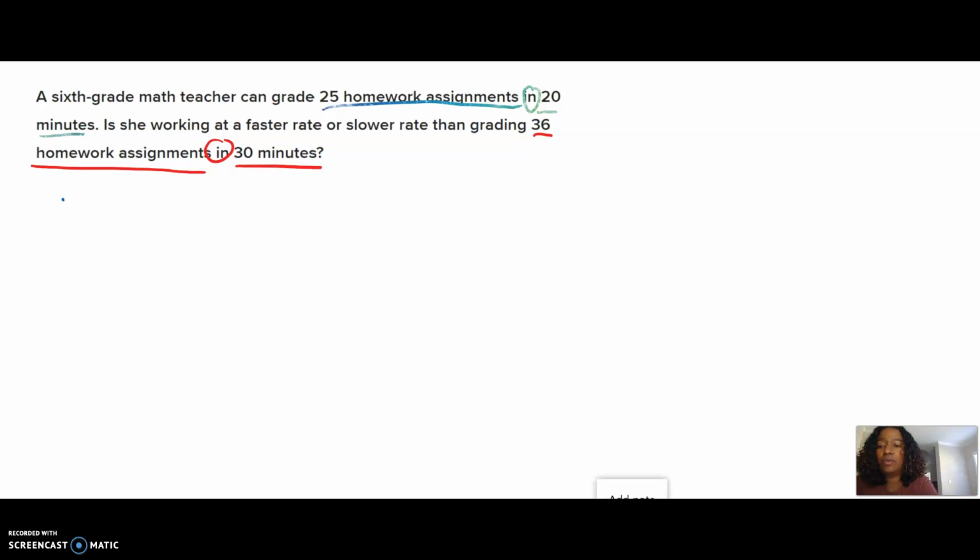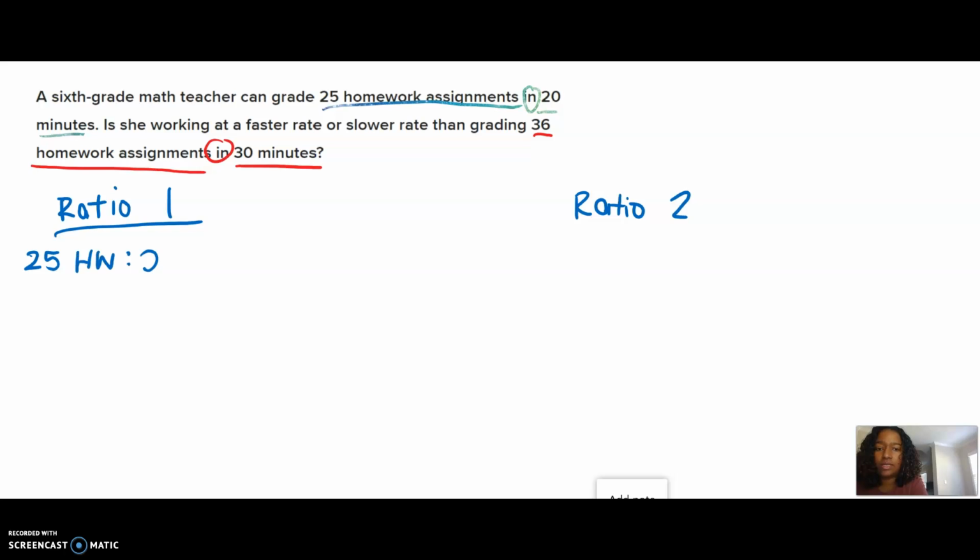So ratio number one is the rate that the 6th grade math teacher can grade assignments. And then ratio number two is what we're comparing her speed to, okay? So for ratio number one, she's grading 25 homework assignments in 20 minutes. So if I wrote it just as a regular ratio, I would have 25 homework assignments in 20 minutes.